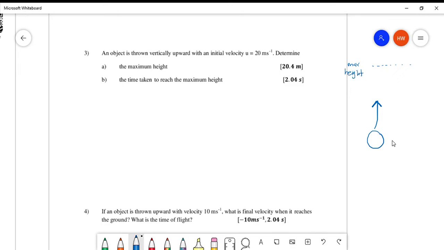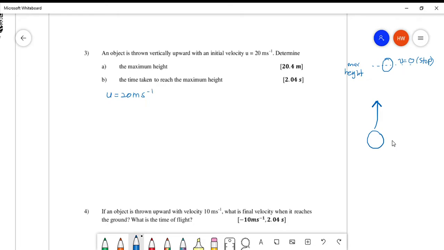Sebenarnya bola tu, dia akan stop. Okay, the ball will stop. At the maximum height, the ball will stop. Maksudnya, velocity pada ketika itu adalah 0, because the ball stop. Right. So, bila the ball stop, meaning velocity equal to 0. So, kat sini kita boleh kata U dia sama dengan 20.